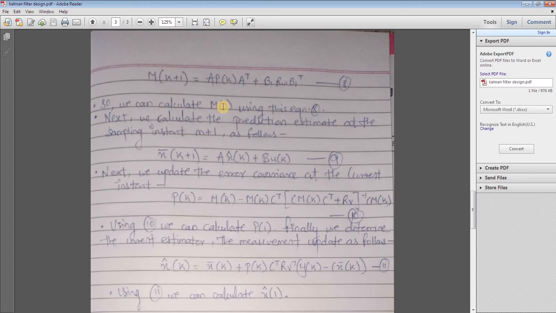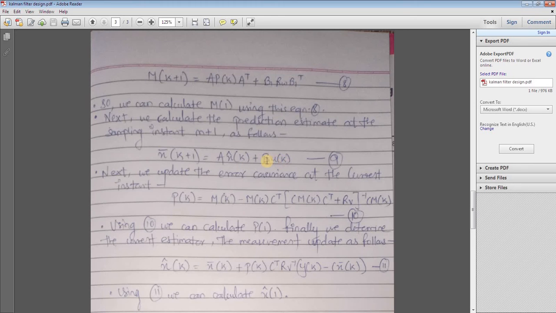Next we have to calculate the prediction estimate at the sampling instant k plus 1, which is as follows: x bar of k plus 1 equals A x cap of k plus B u of k. This is equation number 9. From this equation, if x cap of 0 is given, we can calculate x bar of 1 using this relation.